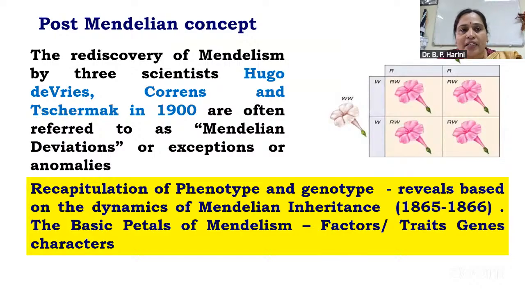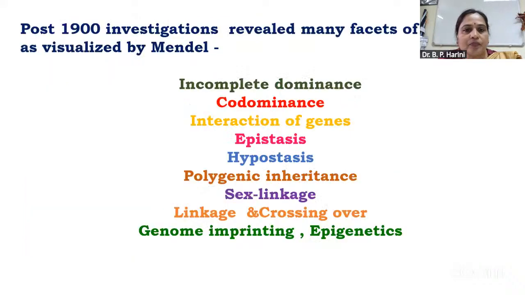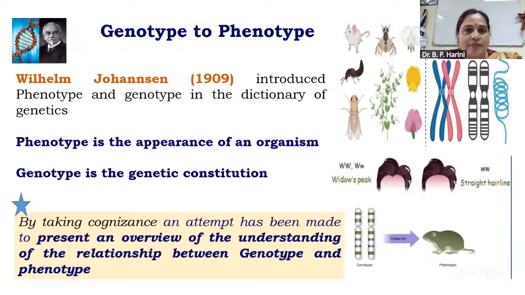Then came the post-Mendelian concept, that is, the recapitulation of phenotype and genotype, which has been revealed based on the dynamics of Mendelian inheritance. The basic principle of Mendelism is the factor, or a trait or a character, of a gene. Post-1900 investigations revealed many facets of inheritance beyond those visualized by Mendel, namely incomplete dominance or codominance, interaction of genes, sex linkage, crossing over, genome imprinting, and epigenetics.